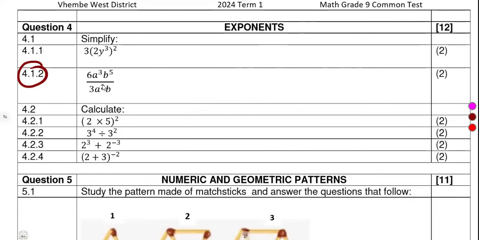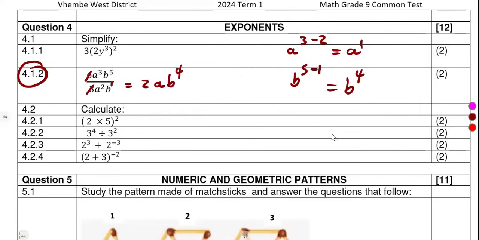4.12, same again, apply your laws there. So guys, you can simply cancel 3 into 6. That's a 2 here. a to the exponent of 3. This is a squared. So you are dividing, you subtract your exponents. So that's a to the exponent of 1, which is what? Which is a. The part of b, this is 1 here. So you're going to subtract 5 minus 1. b to the exponent of 5 minus 1, which is b to the exponent of 4. From our laws of exponents, dividing same bases, subtract what? Exponents. So this is what you're going to have at the end.